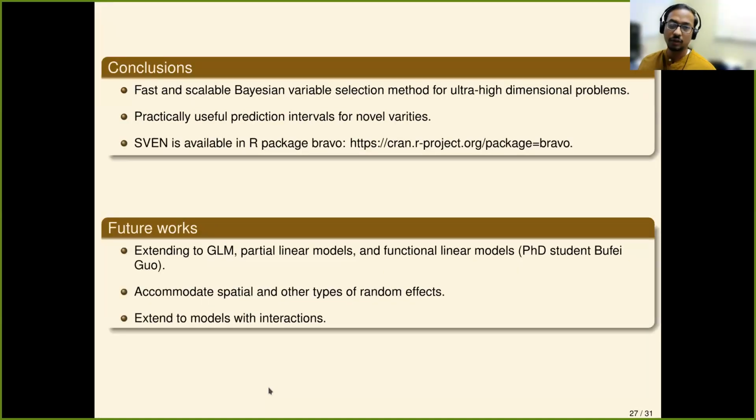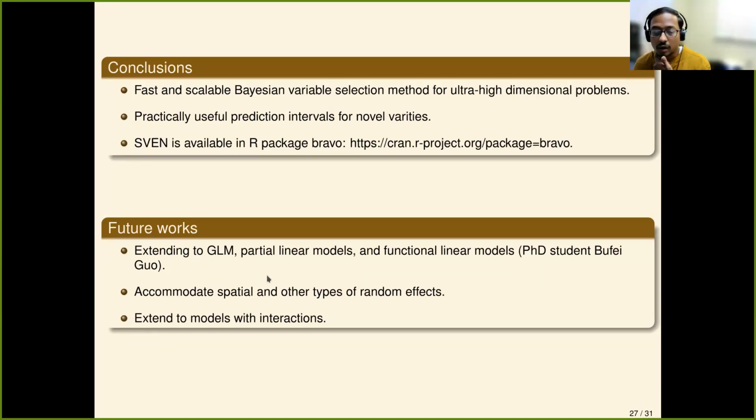So in conclusion, we have a fast and scalable Bayesian variable selection method for ultra-high dimensional problems. It's practically useful, and it also gives practically useful prediction intervals for, let's say, an agronomist who breeds a new variety in the laboratory and wants to see how it may do. We can use a model to predict its phenotype without having to go through a season of planting and growing the crop in the field. The algorithm is available on CRAN as a part of the Bravo package.